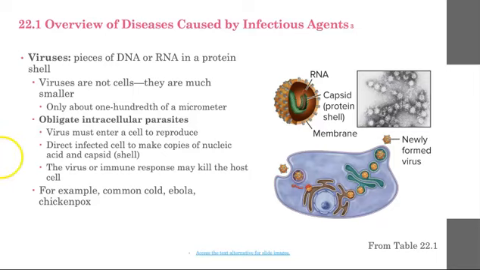The infected cell starts to make copies of their DNA or RNA and the proteins that create their outer shell, which is known as a capsid. The virus or our immune response may kill the host cell so that it can stop the spread of the viral infection. Examples would be viruses that cause the common cold, Ebola, or chicken pox.